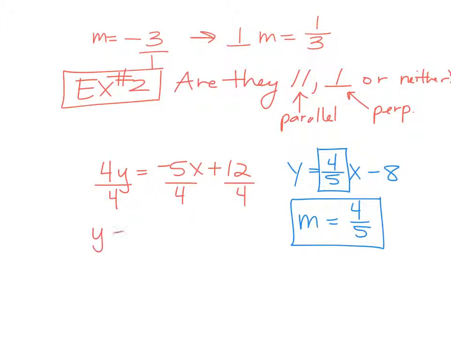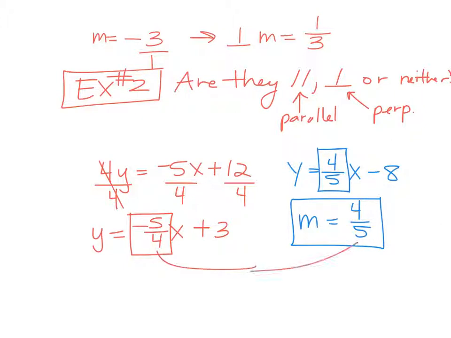Your new equation then is y equals -5/4 times x plus 3. So here's your new equation. What's your slope? -5/4. The question was, are they parallel, perpendicular, or neither? You look at these two numbers and decide from that. What do you think? Perpendicular. They are opposite reciprocals, right? This one's negative, this one's positive, this is 5/4, this is 4/5. So it flipped and it changed the sign. So we would say these are perpendicular.